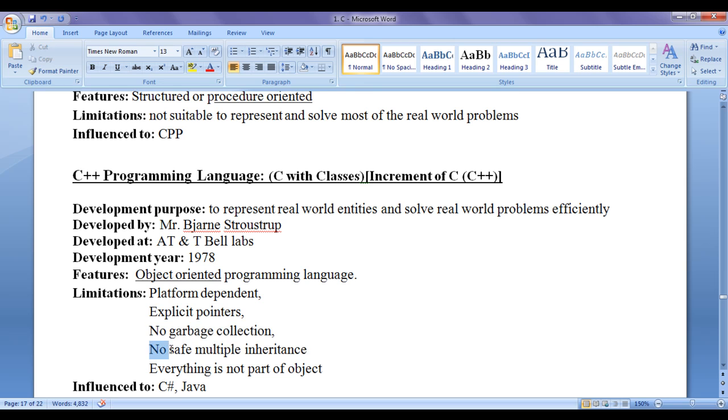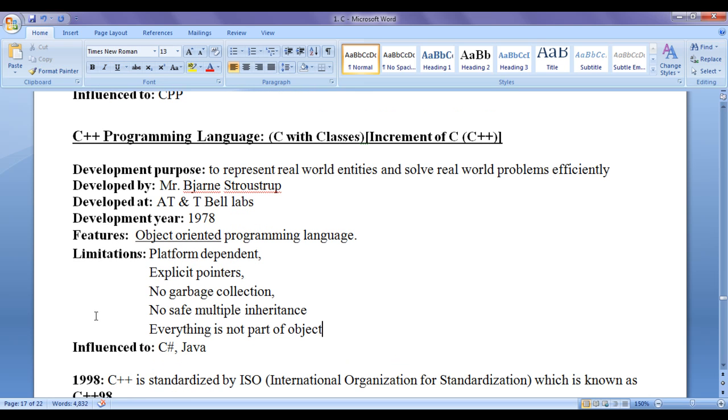C++ has no safe multiple inheritance. Everything is not part of an object in C++. Most of the things we can write free out of the object. Hence, to create more pure object-oriented programming languages, C++ influenced C#, Java, etc.